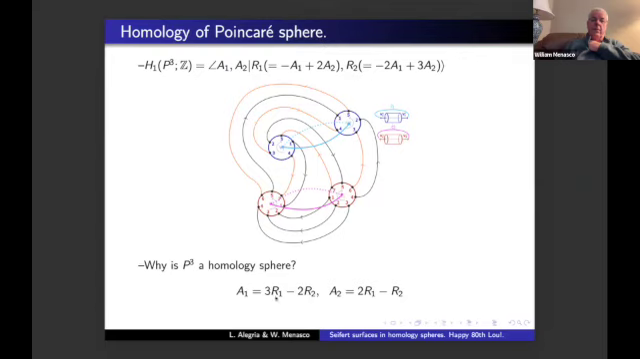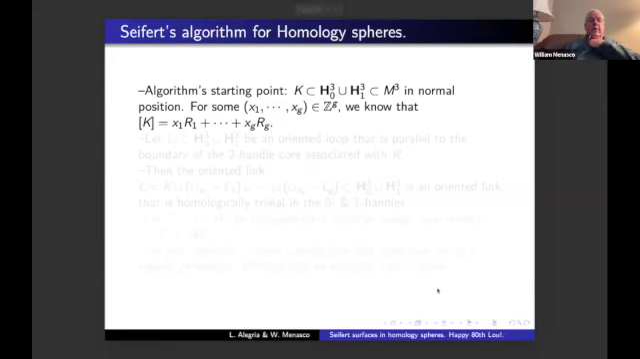This means that three times the boundary of the co-core of the handle associated with R1 minus two times the boundary of the core associated with the handle R2 is homologous to the generator A1, and similar for A2.